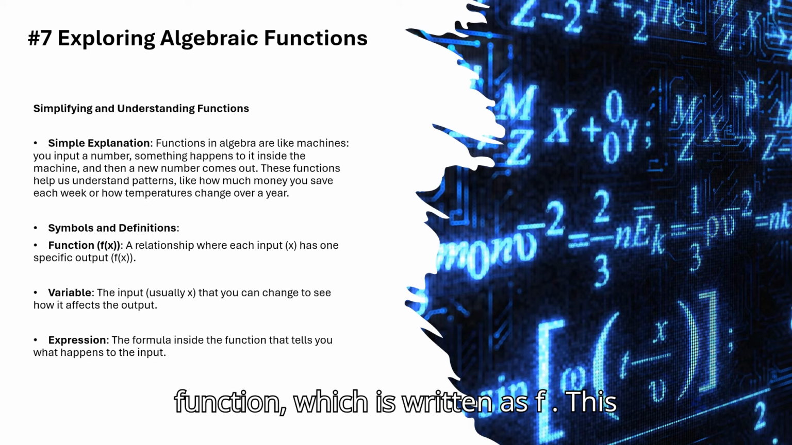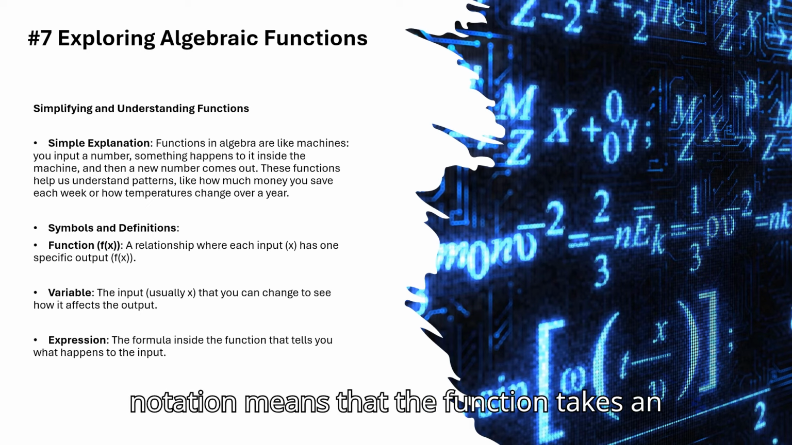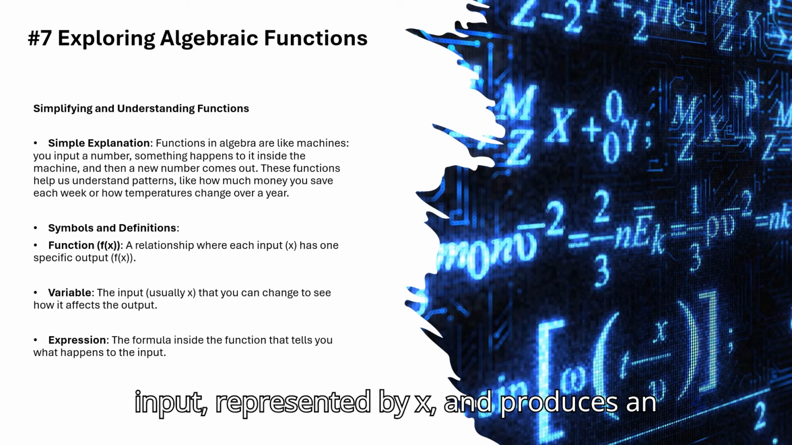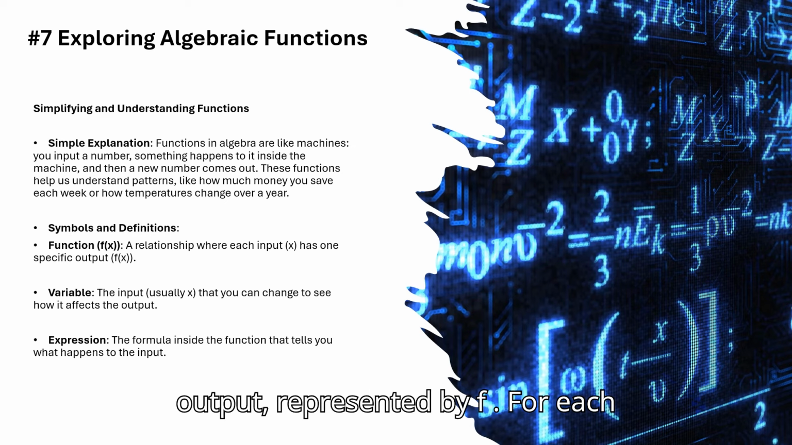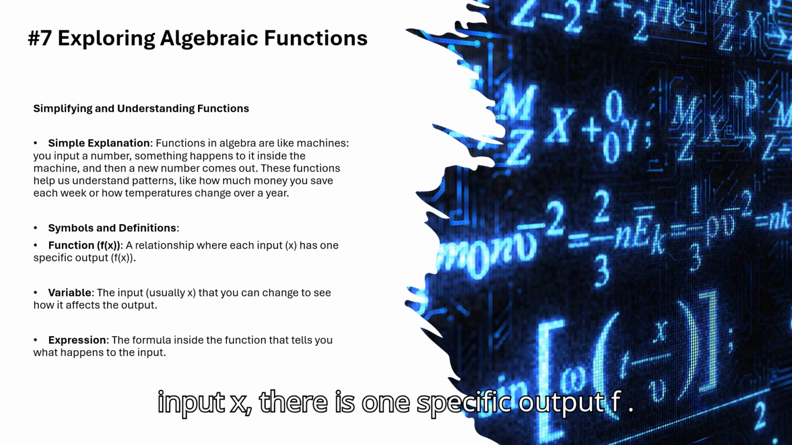First, we have the function, which is written as f of x. This notation means that the function takes an input, represented by x, and produces an output, represented by f of x. For each input x, there is one specific output f of x.